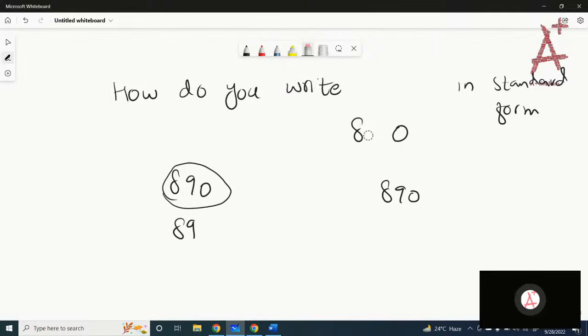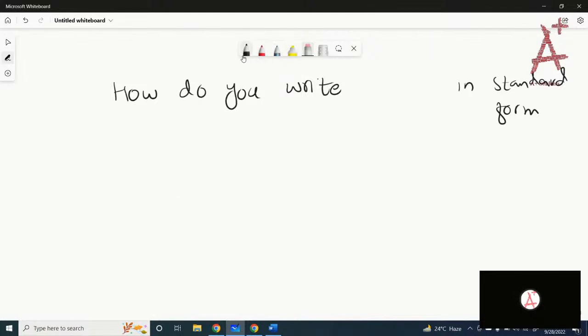The next one is, how would you write 6.0 times 10 exponent 5 in standard form? The options you are given are 66,000 and 600,000. Okay, which option is the correct one?